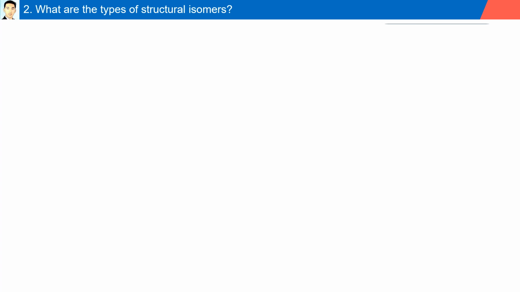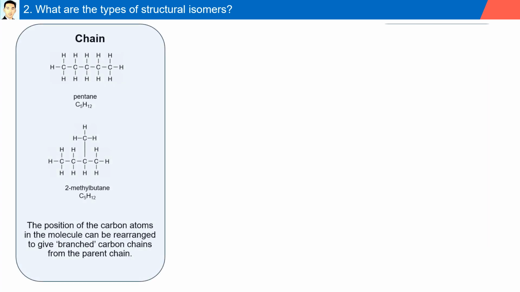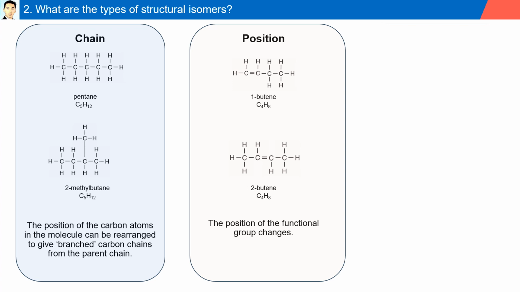What are the types of structural isomers? The first type, chain isomers. The position of the carbon atoms in the molecule can be rearranged to give a branched carbon chain from the parent chain. Here we have C5H12 as pentane in a straight chain, and we have 2-methylbutane when it's a branched chain. The second type of structural isomers are position isomers, where the position of the functional group changes.